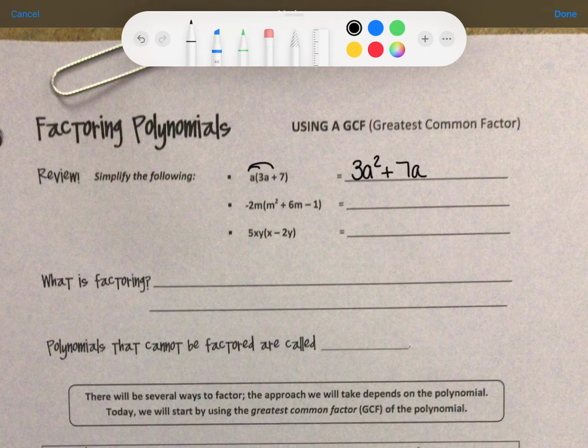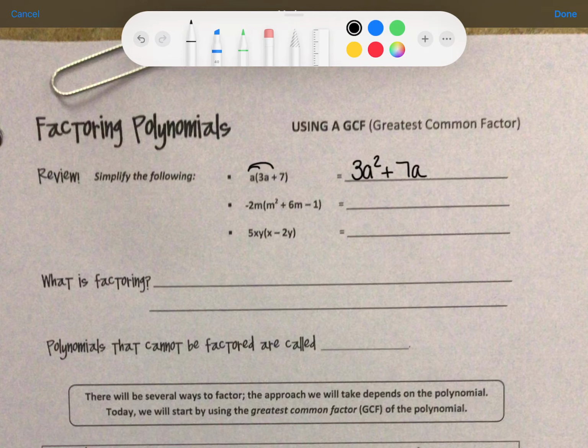And what we're going to do today is we're going to actually start with this on the right-hand side, and my answer is going to be that with the parentheses. So we're actually going to be working backwards. So factoring is working backwards from what we did last unit.